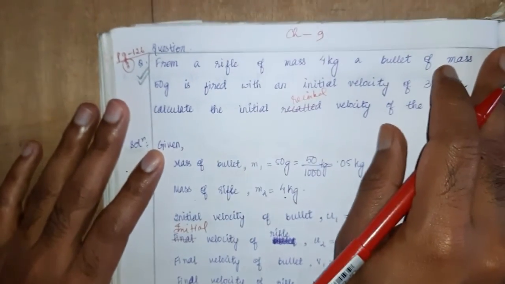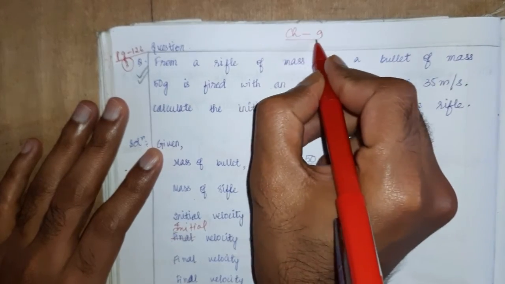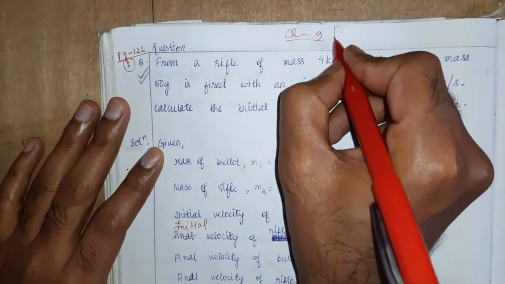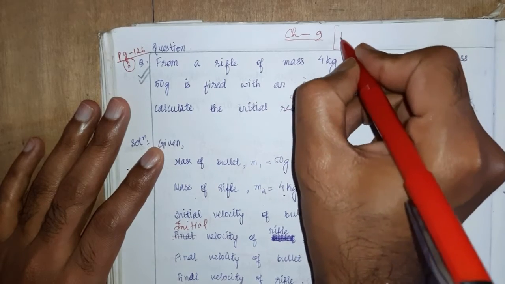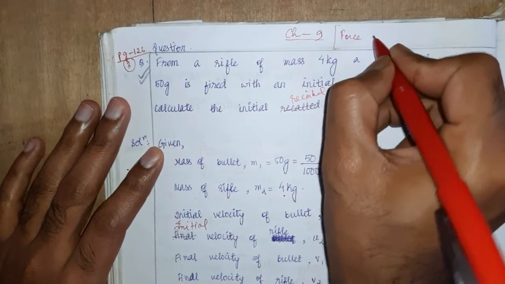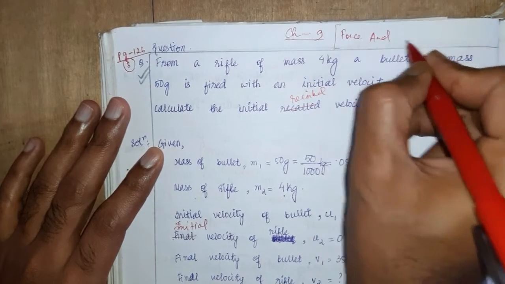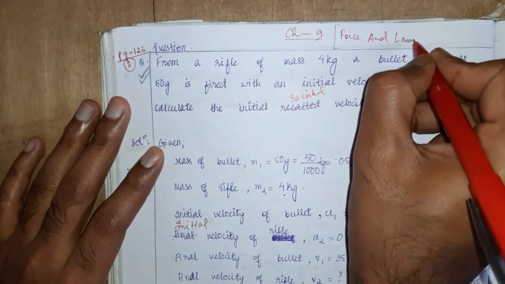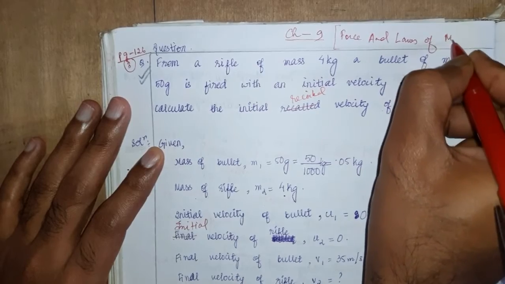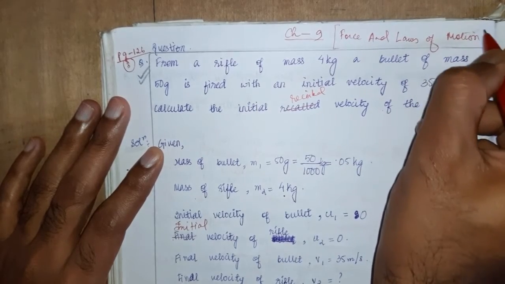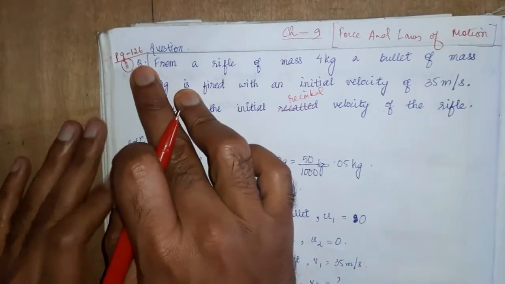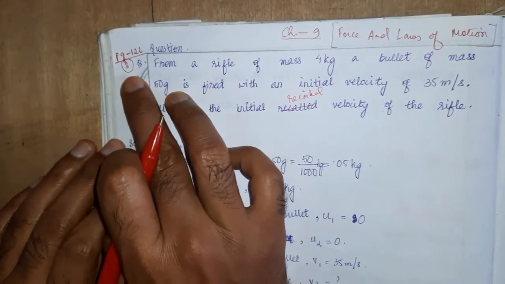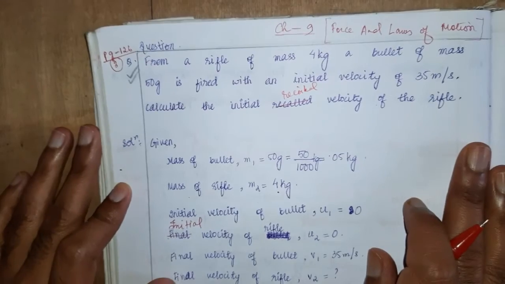9 of standard 9. The topic of the chapter is force and laws of motion. Okay, so this numerical is from textbook page number 126, numerical number 3.